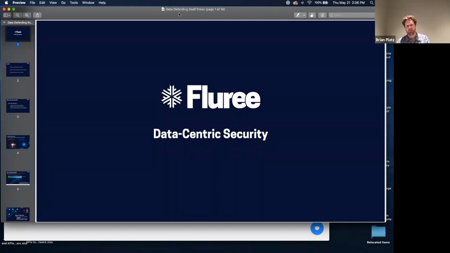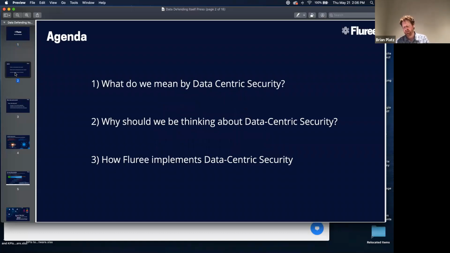And we're going to talk about a number of things. In fact, what we will cover is explicitly what we mean when we say data-centric security. So there's probably a lot of things that people infer when they hear that term, but concretely, what are we talking about? Secondly, why we should be thinking about data-centric security, why we view this as an important characteristic as we go about data management. And third, how Fluree implements data-centric security.